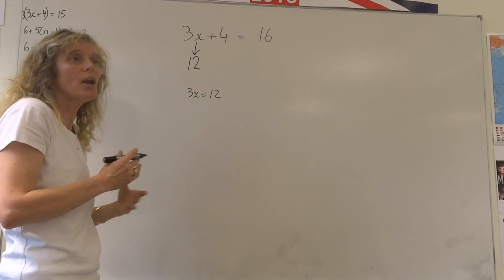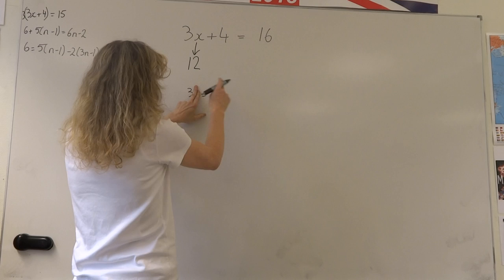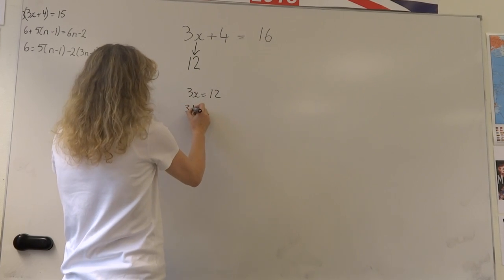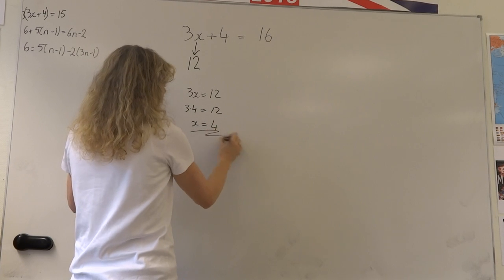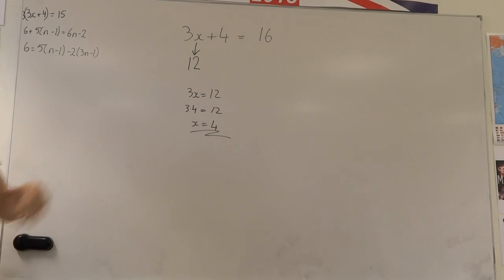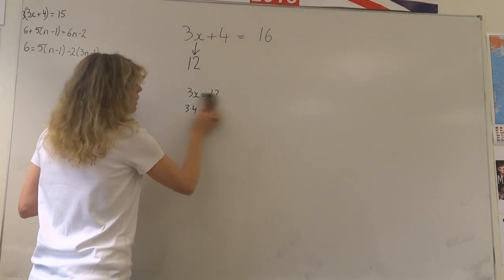If I know that 3 lots of x equals 12, what does x equal? Well, 3 times something equals 12. 3 times 4 equals 12. So x must equal 4. And that's the covering over with your hand method that you can start using in algebra. And you can do this for quite a long time.